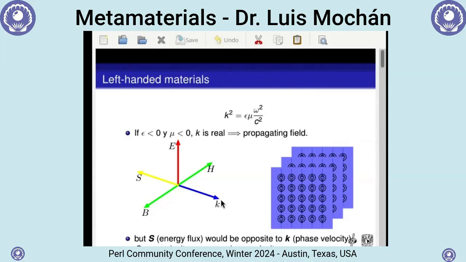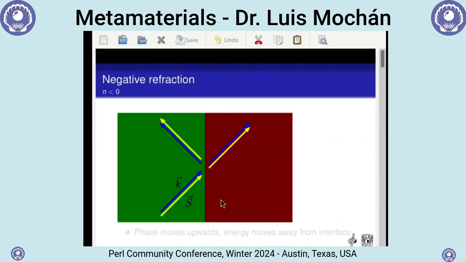So a wave where the phase planes are moving in one direction has an energy going in the opposite direction. And this is very strange. Let me show you why.